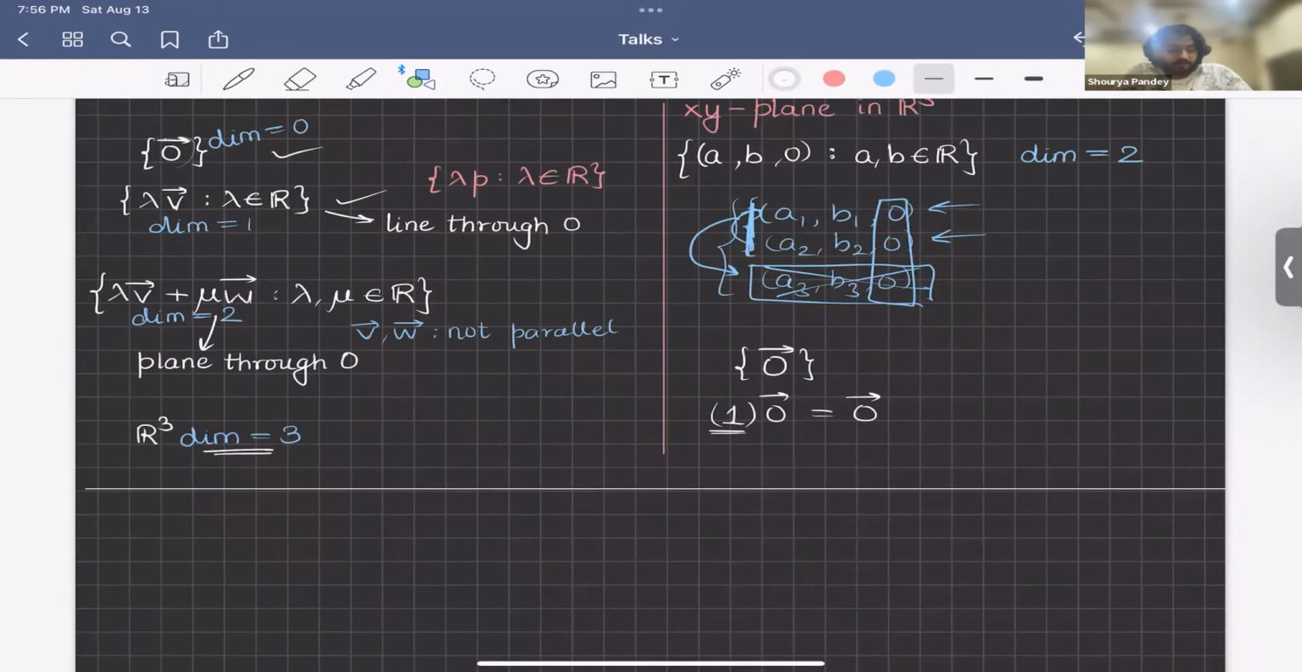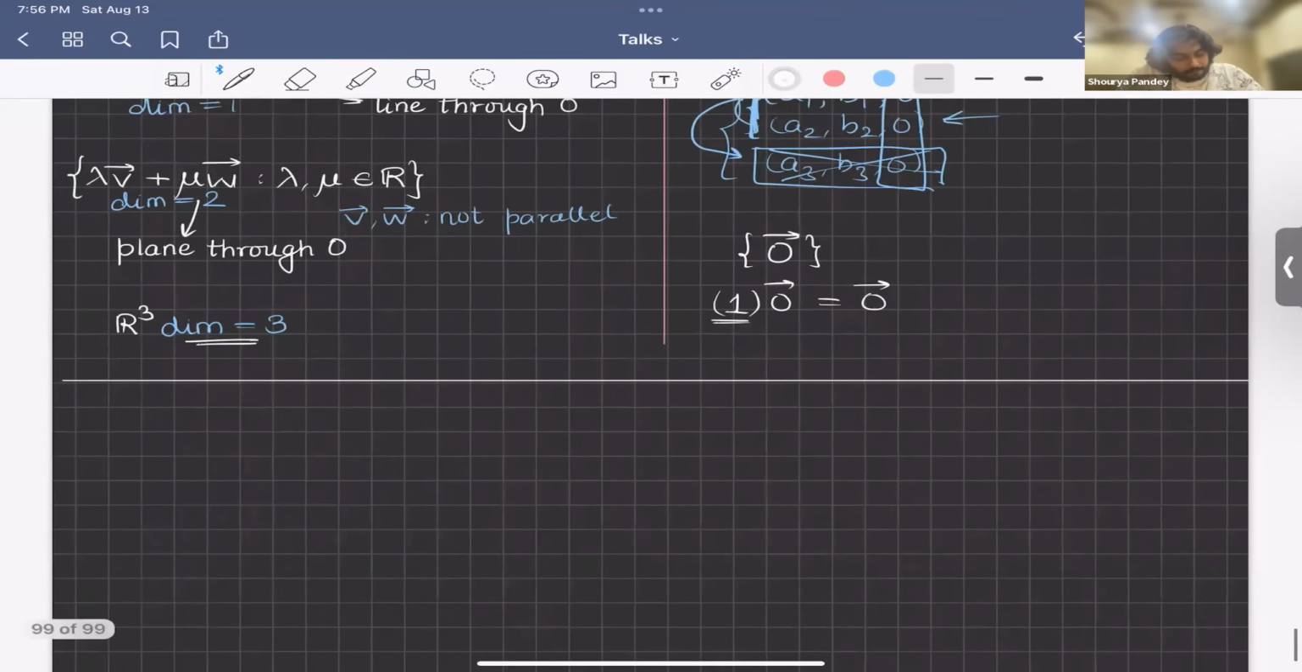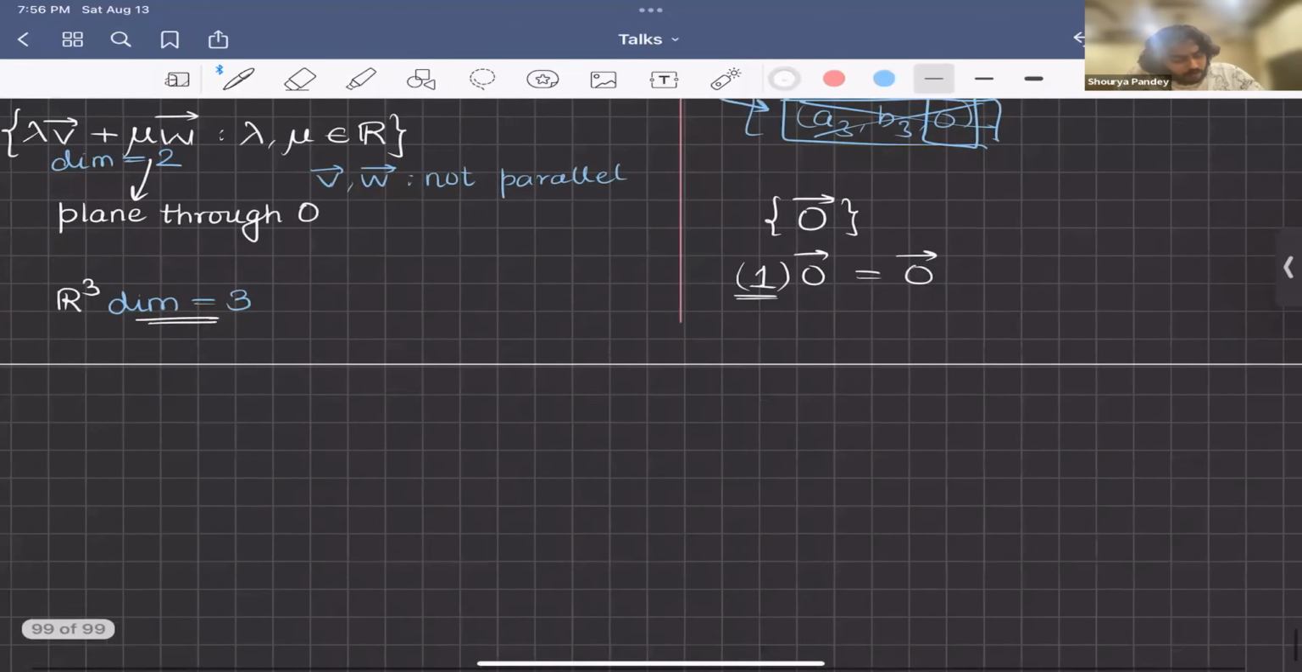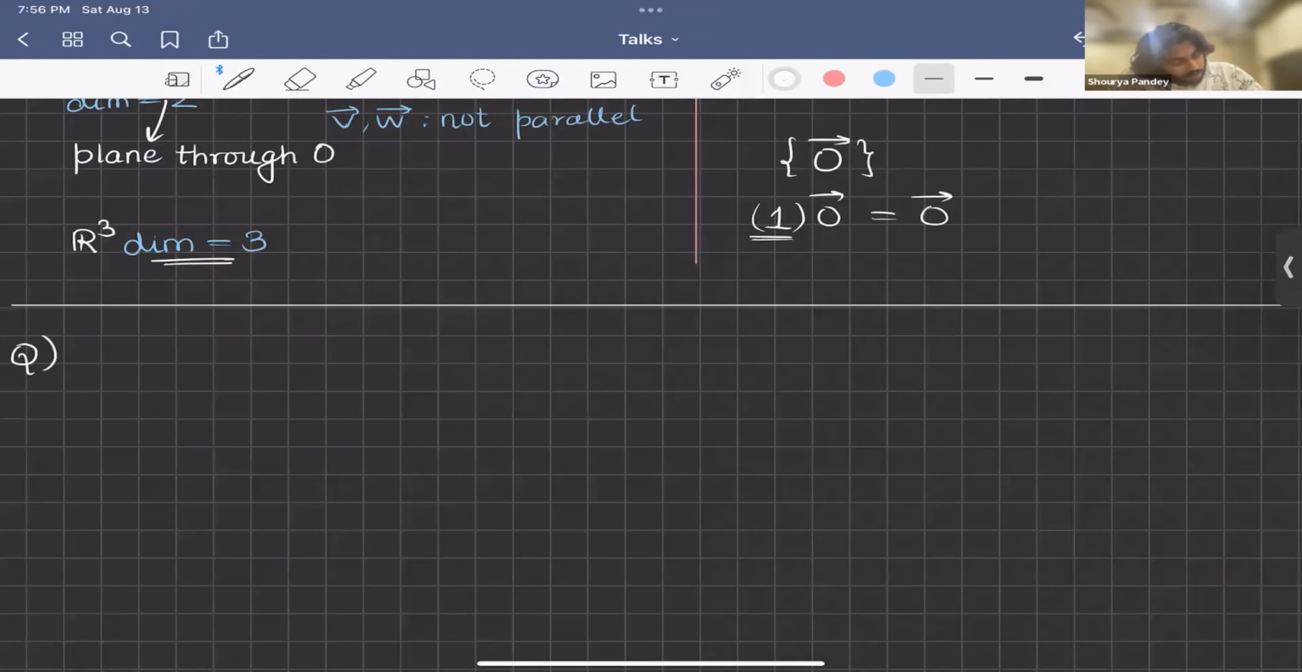But if I had a non-zero vector, then yes, the dimension would be 1. Well, I mean, it would be linearly independent. Dimension doesn't make sense for the zero set. And then I want to talk about one question.